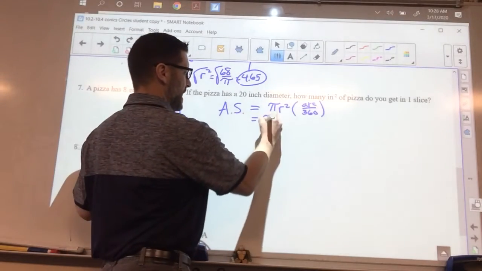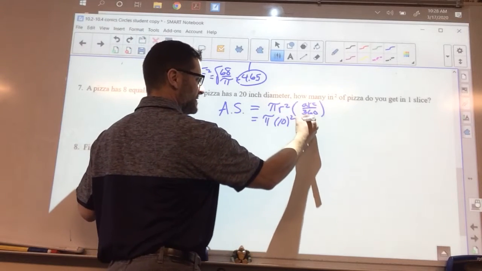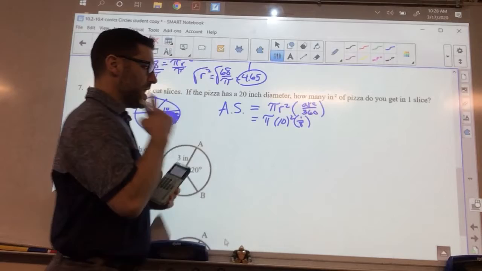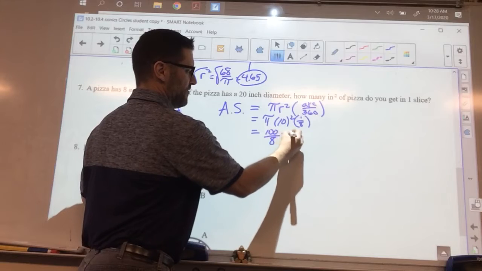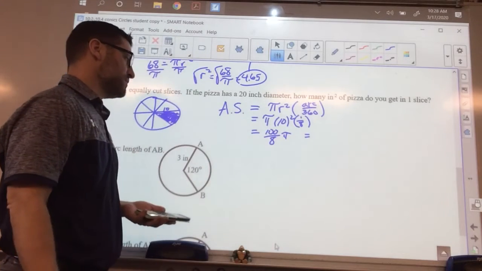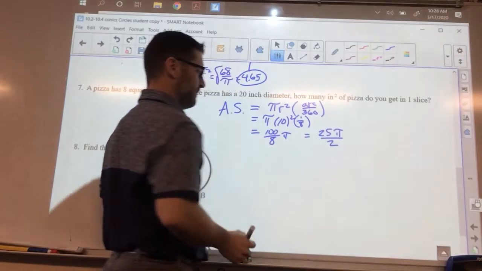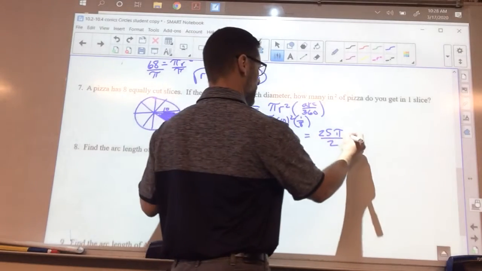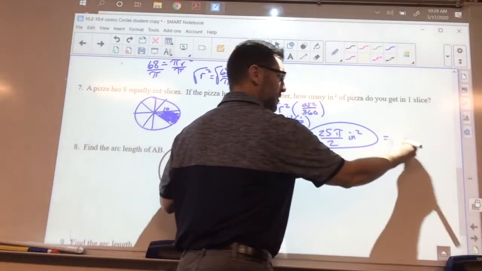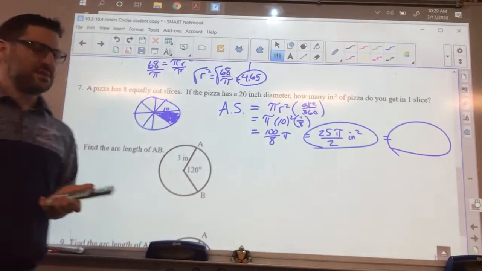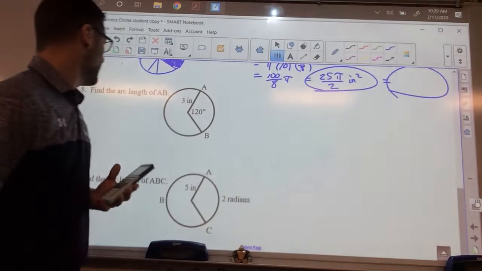So I'll go pi, and again, the 20-inch diameter means the radius is 10, squared, times 1/8. That's 100 over 8. I still have the pi, and reduced, divide by 4, so 25 pi over 2. If I divided by 4 correctly, that would be square inches. Go ahead and crank out that decimal and write it down, to find out how many square inches of pizza you have. All right, number 8, find the length of arc AB.